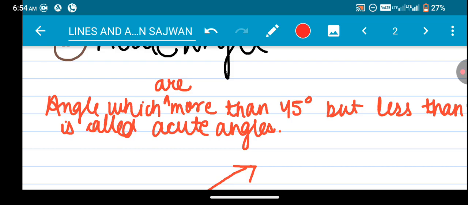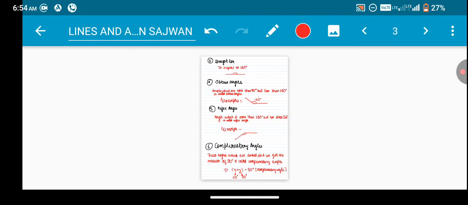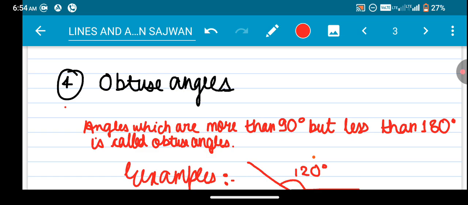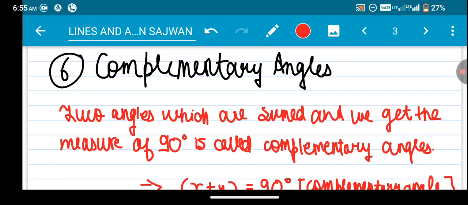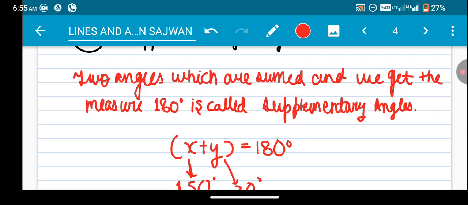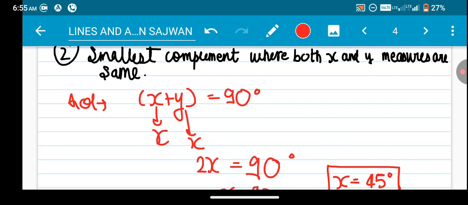Types of angle. Acute angle: angles which are more than 0 degrees but less than 90 degrees are called acute angles. Right angle is equal to 90 degrees. Straight angle is equal to 180 degrees. Obtuse angle is more than 90 and less than 180. Reflex angle: an angle which is more than 180 but less than 360 is called a reflex angle. Complementary angles: when the two angles' measures sum to 90 degrees, x and y 90 degrees. Supplementary angles: when two angles' measures sum to 180 degrees they are called supplementary. Smallest supplement is 90 degrees and smallest complement is 45 degrees.